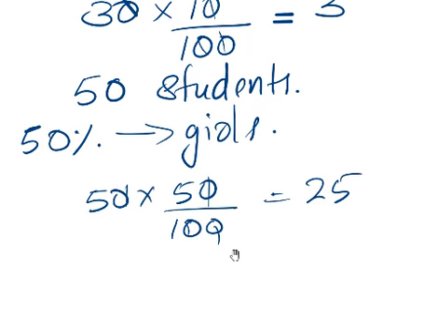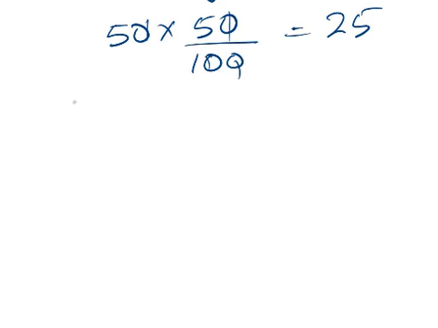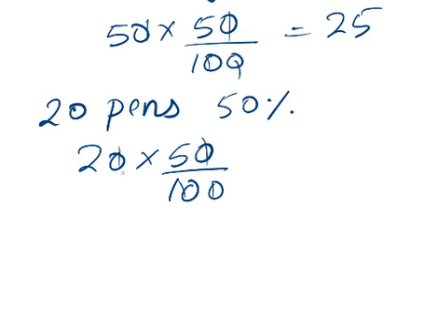Then we can see that 50% means exactly half of the total number. For example, suppose you have 20 pens with you and you are going to give 50 percentage of these pens to a friend. How many pens will you give to your friend? So you have to find 50 percentage of 20. 20 times 50 over 100, that is equal to 10. So you have to give 10 pens to your friend.